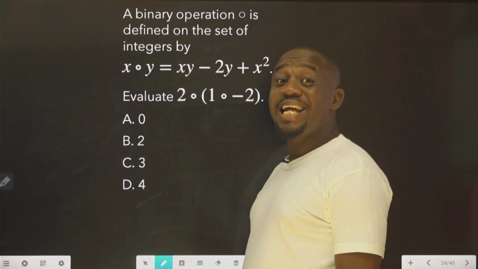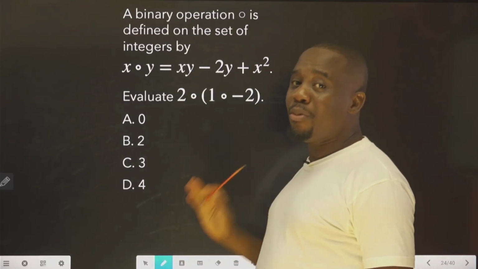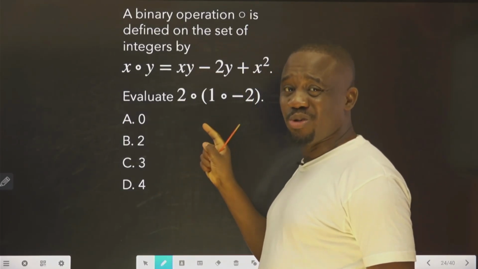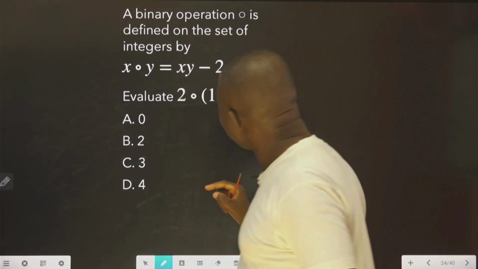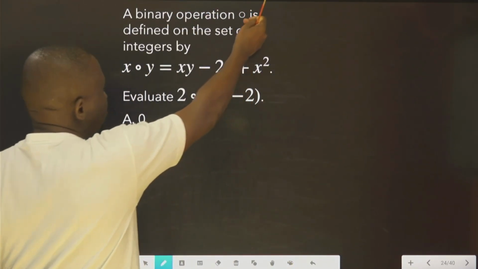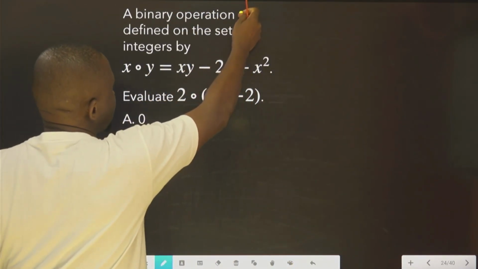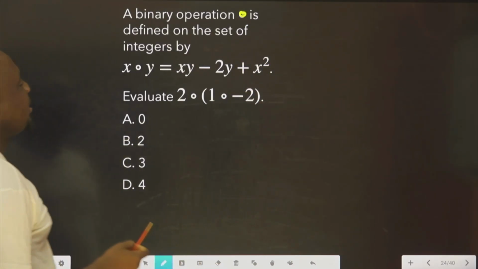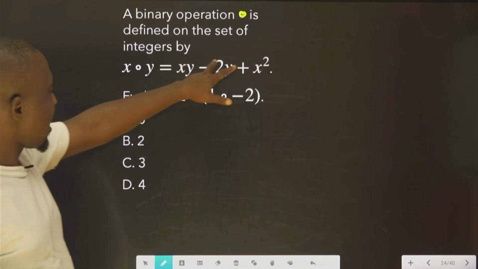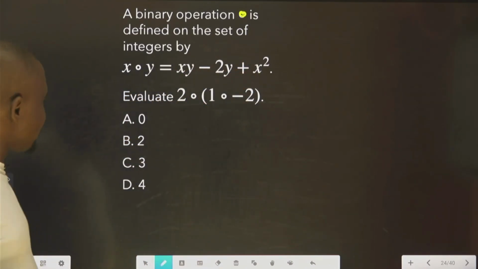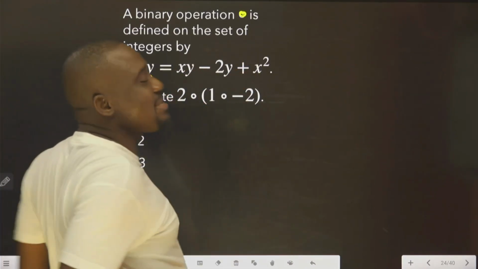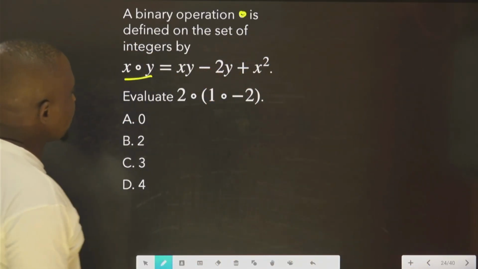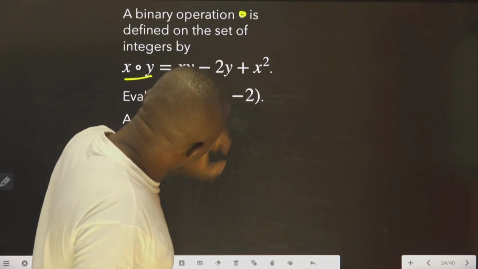Very simple. Binary operation. Very common in JAMB. We have seen it in 2023, 2022, 2021. Don't run away from it. A binary operation is defined on a set of integers by this as equals to this. Evaluate this. It means if these guys, x and y, come together, they will produce this. Now use this knowledge to work on this.